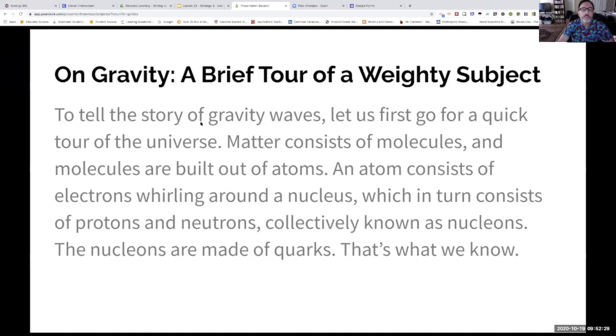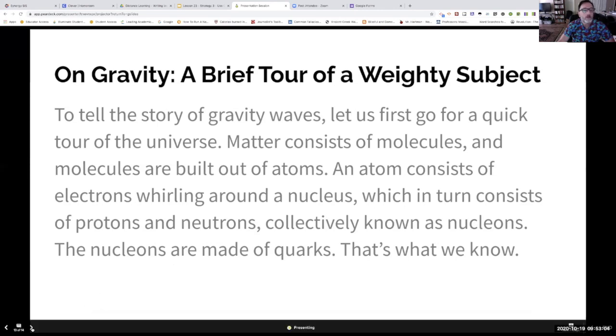But this is a different strategy. Well, it's not a different strategy, it's a different tactic. The author is spending time, in order for you to understand gravity waves, you have to understand what matter is and how it works. And so he just spends time talking about, well, matter consists of molecules. Molecules are built out of atoms, and it's just very simple and very sequential. So I thought that was a great example of a clarification statement.